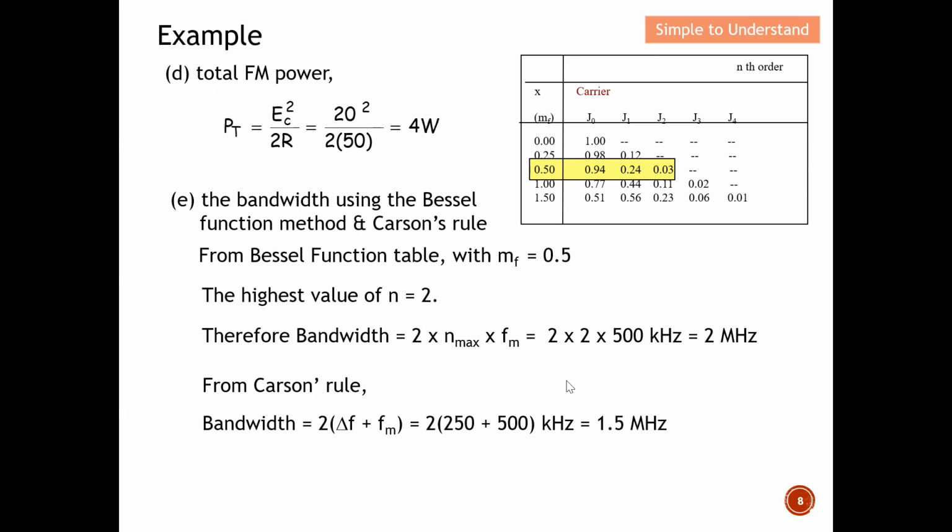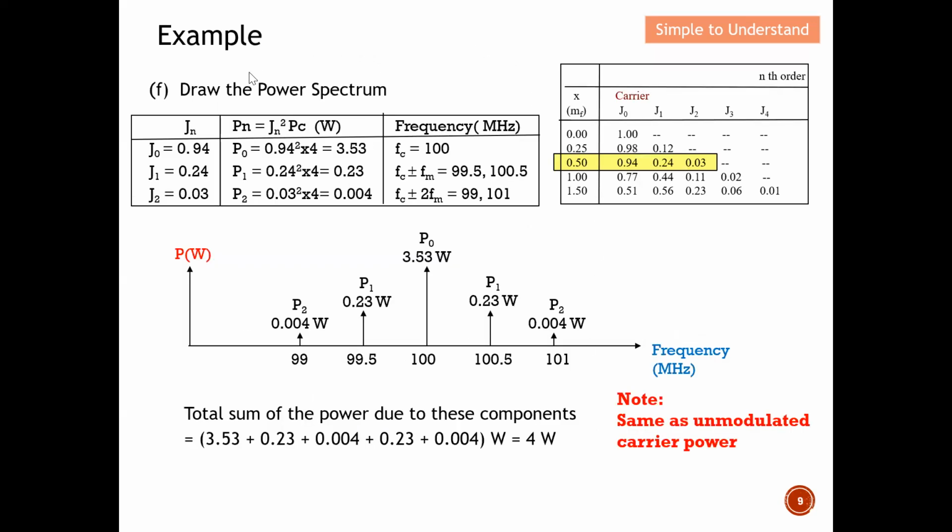Last but not least, I'm also tasked to draw the power spectrum. I'm not sure if you can still remember how I drew the amplitude spectrum. Over here, I just concentrate on how we can draw the power spectrum. So this is all the significant coefficients from the Bessel function table. Remember, the modulation index is equal to 0.5.